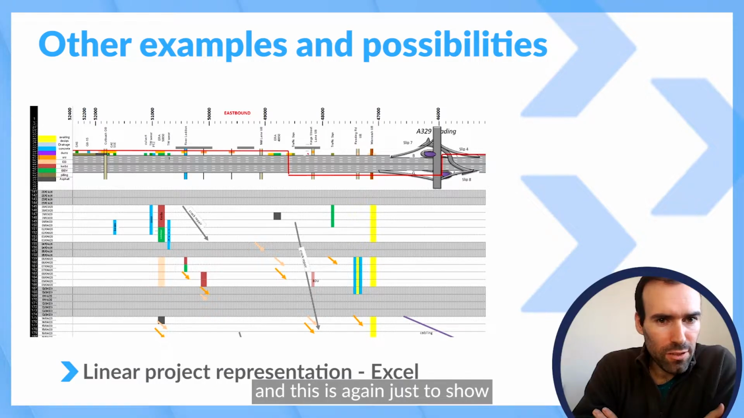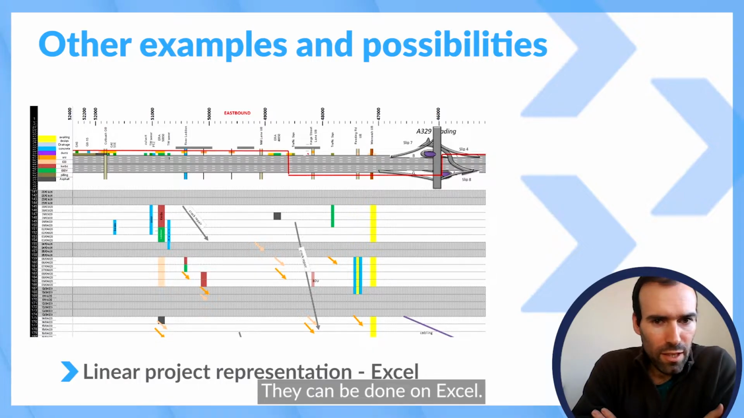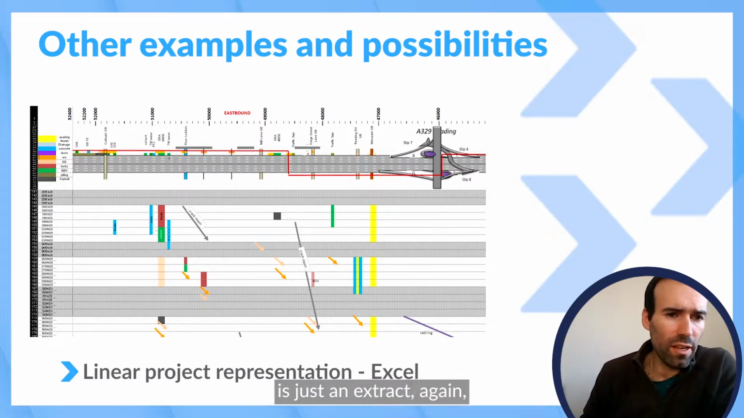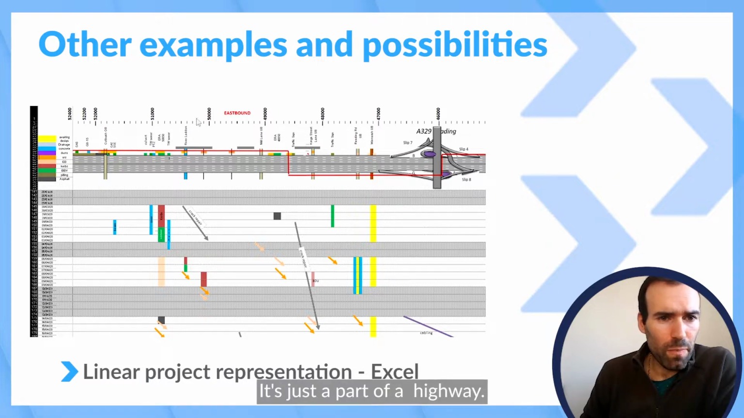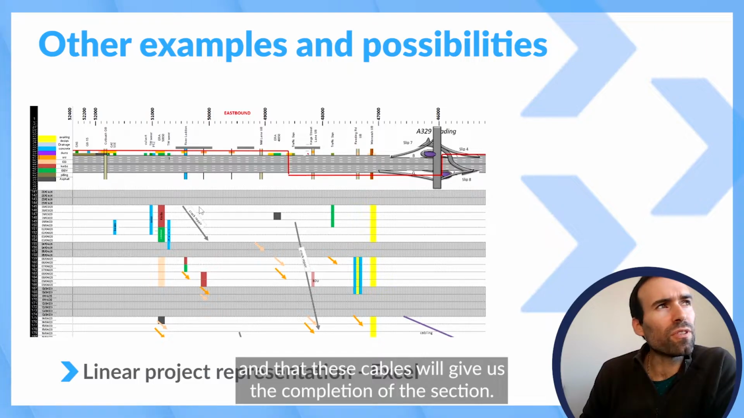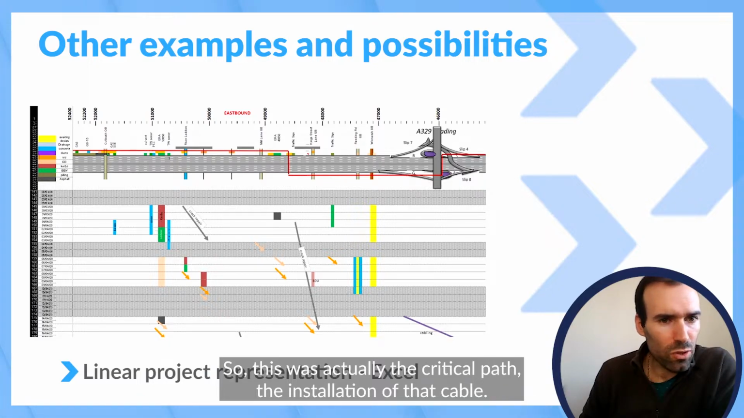Another example, this is again just to show that time locations don't need to be done on fancy software. They can be done on Excel. And what we have here is just an extract. Again, time is on the vertical axis and location on the horizontal. It's just a part of a highway, and we represented here this red line, which was a very important cable that we had to install on the network. And this cable will give us the completion of the section. So this was actually the critical path, the installation of that cable.